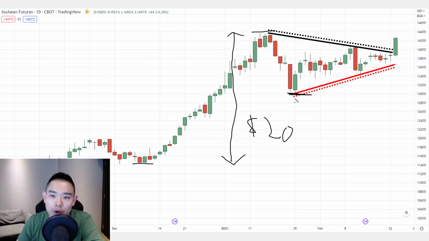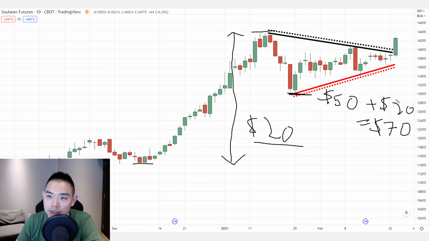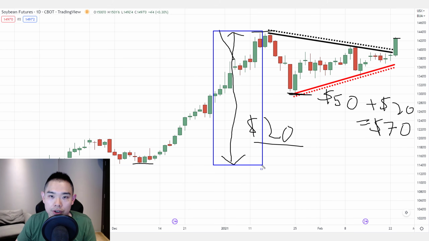So let's say, for example, this level here is $50. You take this $50 plus this range over here, which is $20, and your target profit for this particular trade, if you're buying the breakout over here, is at $70. So $70 is where you look to take profit. Basically, you're calculating the distance from this high down to this low over here, and then you project it up higher to determine where you can take profit.